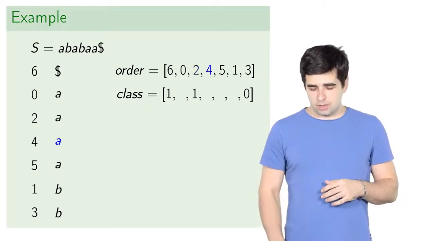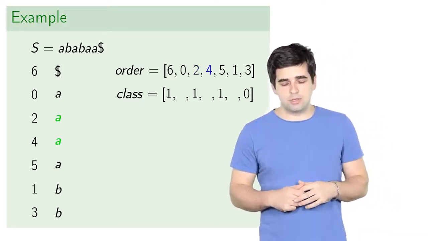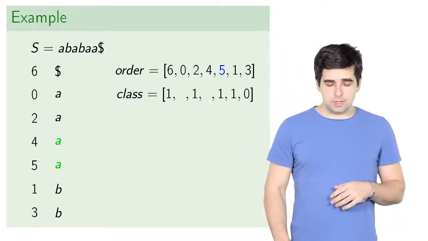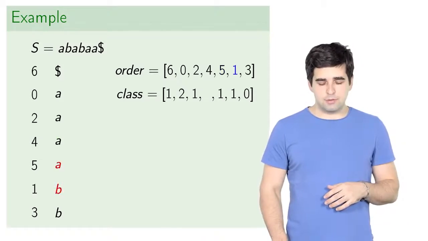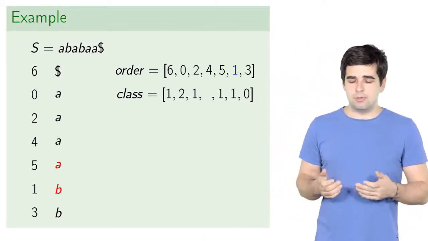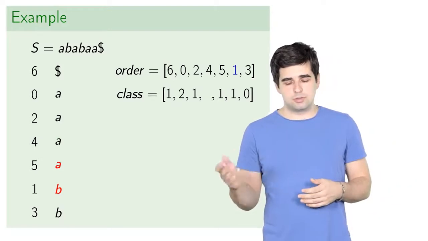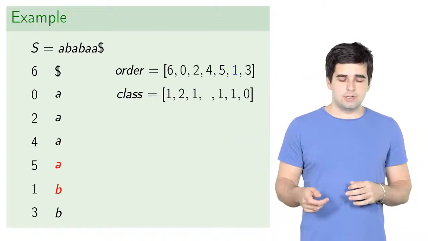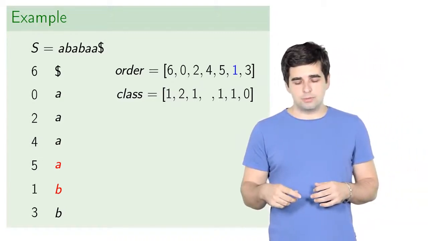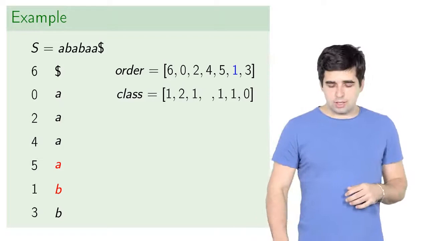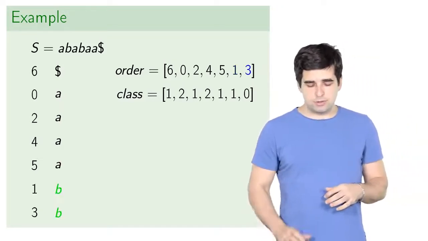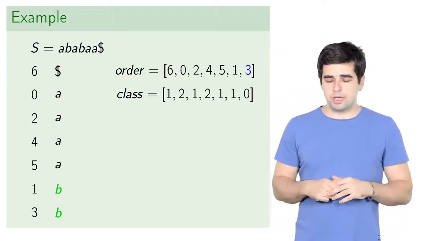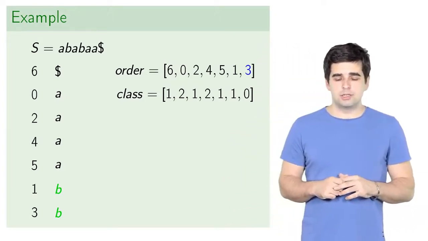The next one is also A, it is also equal to the previous one, so we assign 1 to class of 4, and the same we do with class of 5. And the next one is B, which is different again from the previous one, and so we assign a new class, which is bigger by 1, which is 2. So we assign 2 to the value of class of 1, because B we find in position 1. And then the last one is also B, it is equal to the previous one, so we again assign 2 to class of 3. And now we know the classes of all the single character cyclic shifts.